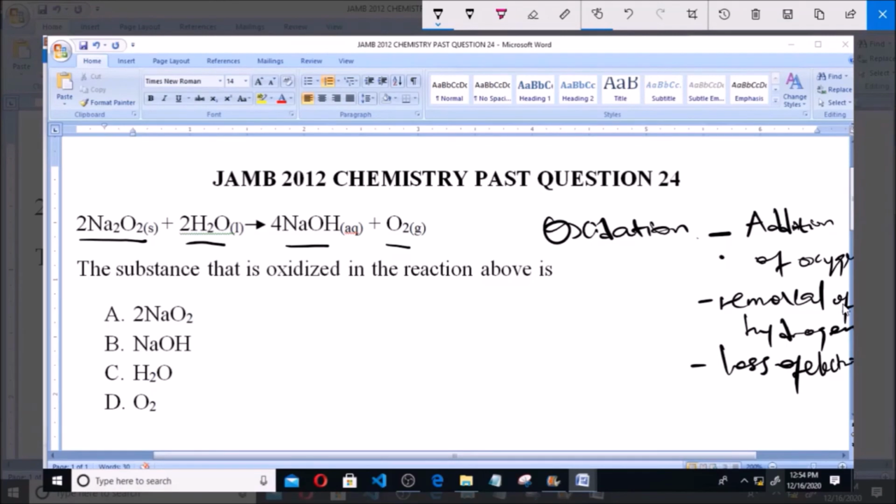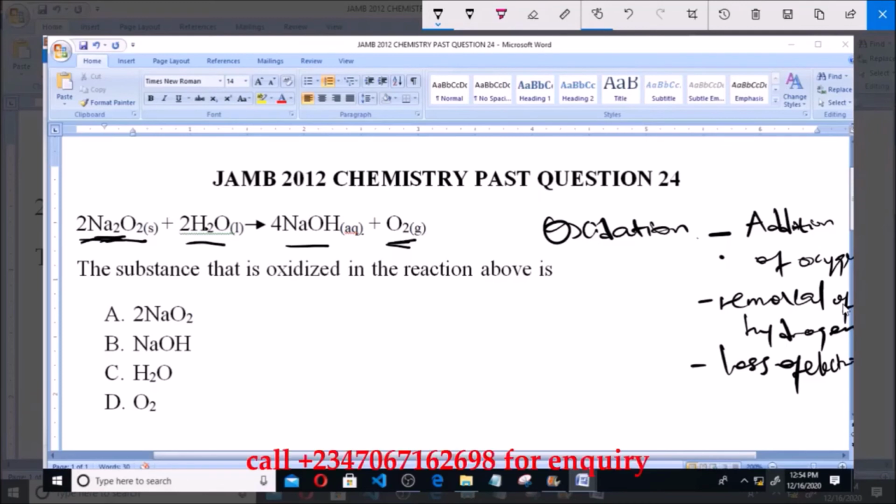Now, looking at this equation, you observe that the substance that is oxidized here is actually water, because hydrogen atoms are removed from this water to liberate oxygen, and this hydrogen is now added to this sodium oxide. So you can see that this sodium oxide acts as the oxidizing agent. It oxidized water, thereby leaving out oxygen.